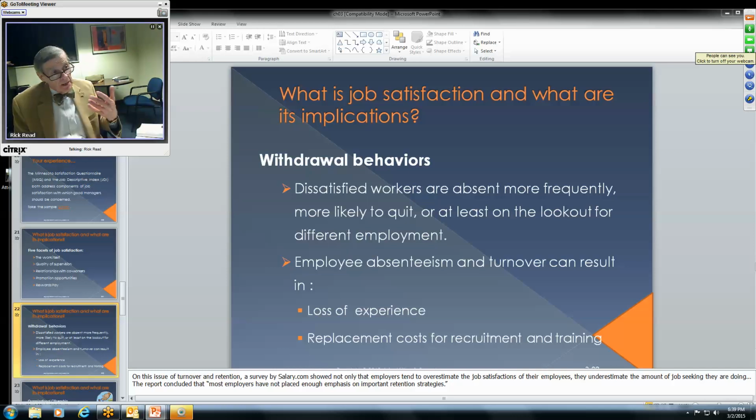You have to be careful about absenteeism. Absenteeism can come from emotional distress. It can come from mood problems. It can come from stress. So you have to really pay a good deal of attention to what you have there.